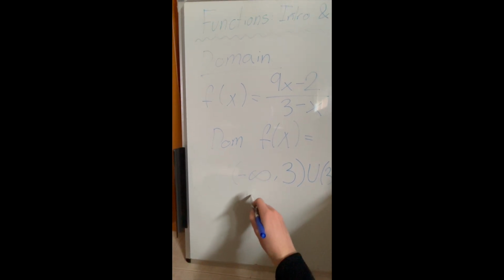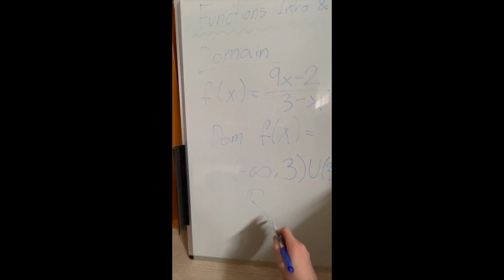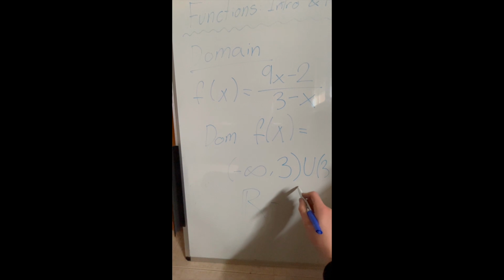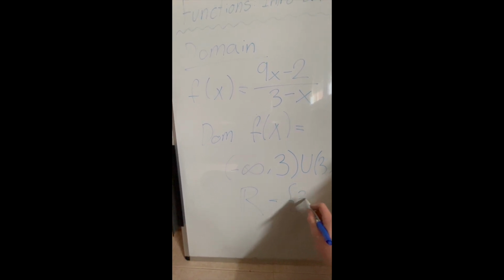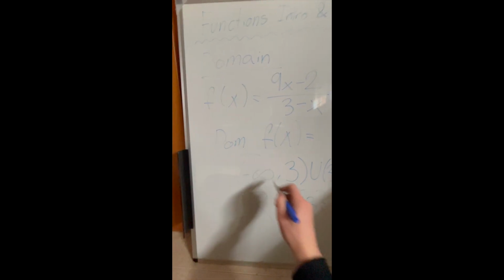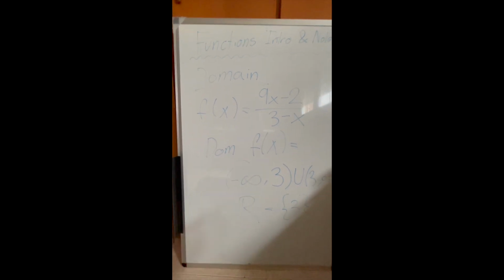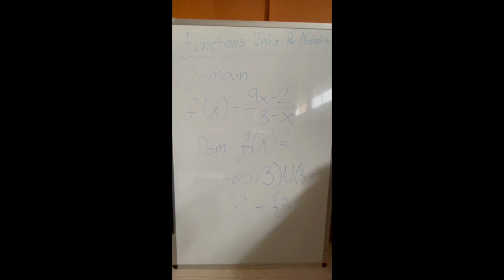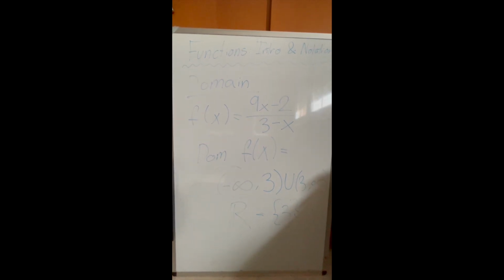union 3, not including, infinity, or all real numbers except for 3. These are both two notations that are both correct, and you can use them to explain the domain of this particular function.